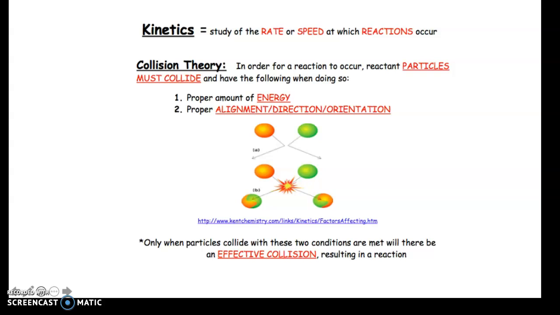Now, there are a couple of factors that will affect the rate or the speed of a reaction. Anytime you see rate, it's really talking about speed. We're going to go over those factors and how they will affect the rate of reaction. But remember, for a reaction to happen, we must have collision. So all these factors are going to cause more collision or less collision.